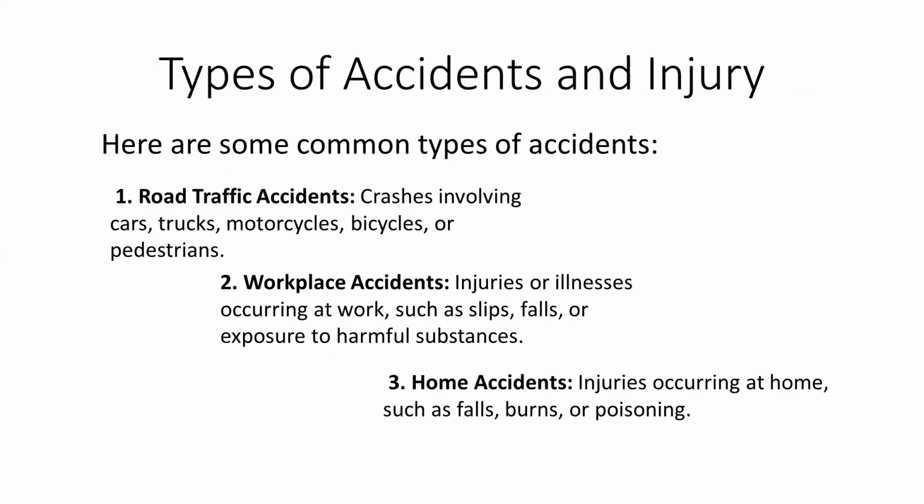Now, explaining further, here are some common types of accidents. Road traffic accidents, crashes involving cars, trucks, motorcycles, bicycles, or pedestrians. Now, this is the most dangerous thing: pedestrians are involved. The second one is workplace accidents, injuries or illnesses occurring at work, such as slips, falls, or exposure to harmful substances. And of course, home accidents that involve injuries occurring at home, such as falls, burns, and poisoning. Falls: the elderly people are the most prominent burden holders of falls, and poisoning is usually among young adults and particularly infants, the most prominent burden holders of poisoning in any society around the world.